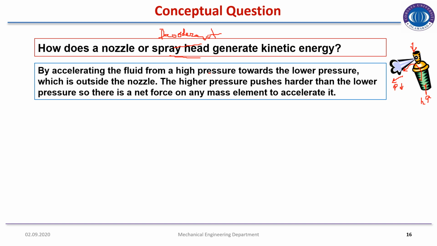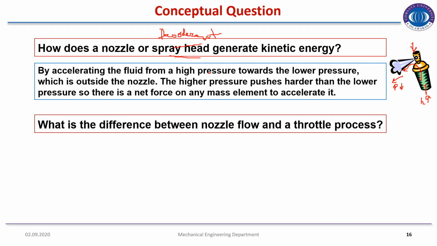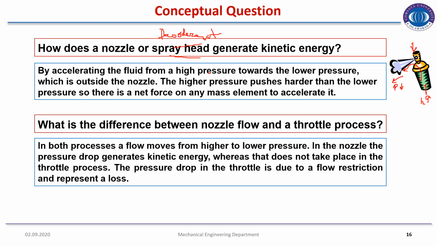So the fluid is exiting the nozzle with a very high velocity, and the pressure after passing through the nozzle is low. Therefore, the mass element is accelerated through the nozzle. So what is the difference between nozzle flow and throttle process? In both processes, a flow moves from higher to lower pressure.